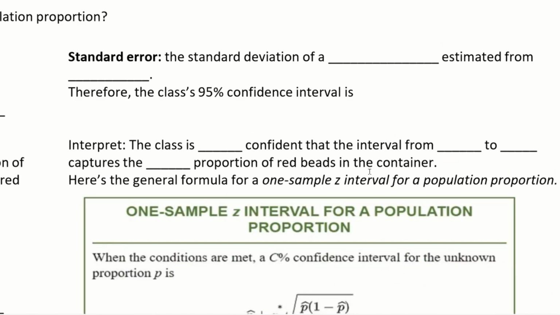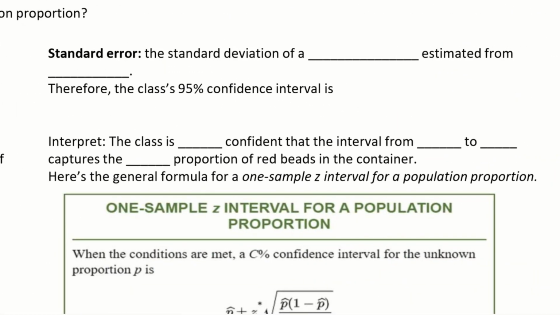So now, again, let's define the standard error. Formally, the standard error is the standard deviation of a statistic estimated from your sample data. Now, in this case, the class's 95% confidence interval is as follows. Again, the structure is p hat plus or minus 2 s p hat.